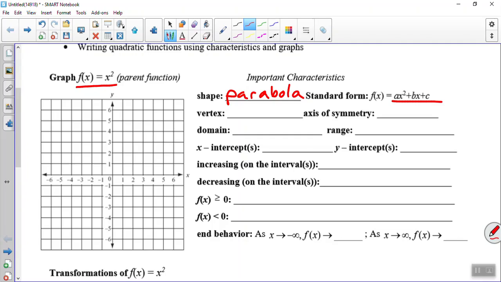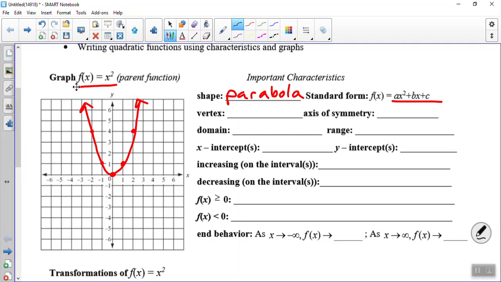So let's look at what the parent function x squared looks like. If you put in 0 for x, you should get 0 for y. You put in 1 for x, you'll get 1 squared is 1. If you do 2 squared, that should be 4. On the other side, we have negative 1. Negative 1 squared is 1. Negative 2 squared is also 4. So we have a curve shape. It's called a parabola.